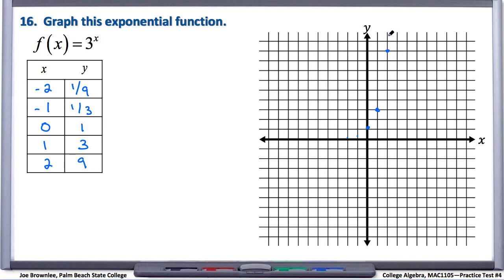And, well, we could probably do a little better job down there. Let's see. All right. So what's happening here is that the y values, this graph is getting infinitely close to the x-axis, but it will never touch the x-axis. So it's going to get really close, infinitely close, but never quite touching the x-axis. So we have number 16, our graph of the exponential function, f of x equals 3 to the x.